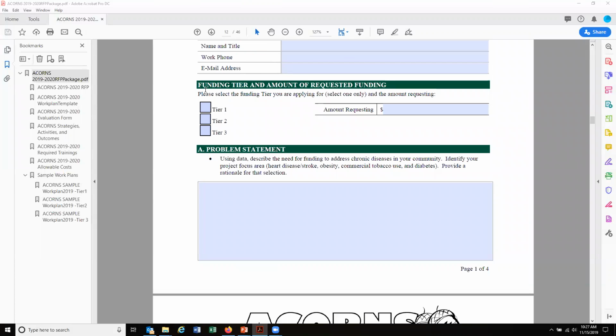The next section is indicating which tier you're applying for. If you are applying for more than one tier, you must submit separate applications for that. But you can only apply for one tier at a time. You would select your tier here and also list your funding amount request.